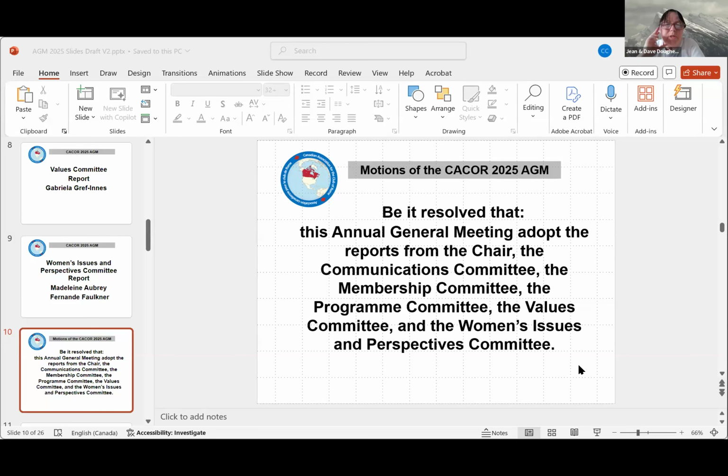The motion is, be it resolved that this annual general meeting adopt the reports from the chair, the communications committee, the membership committee, the program committee, the values committee, and the women's issues and perspectives committee. All in favor? All in favor, please use the yellow hand or whatever color hand yours decides to put up. Okay. And I think indeed one or two more. Okay, we are now at 50%, therefore it is passed. Thank you very much.